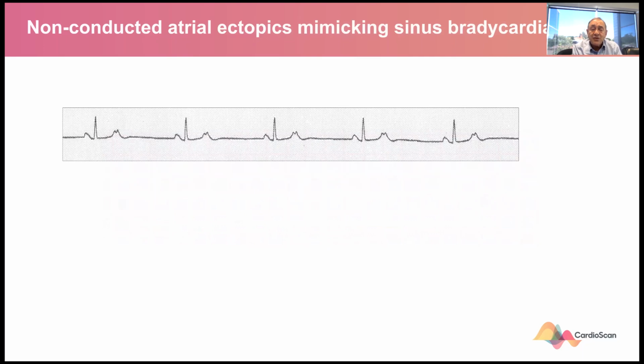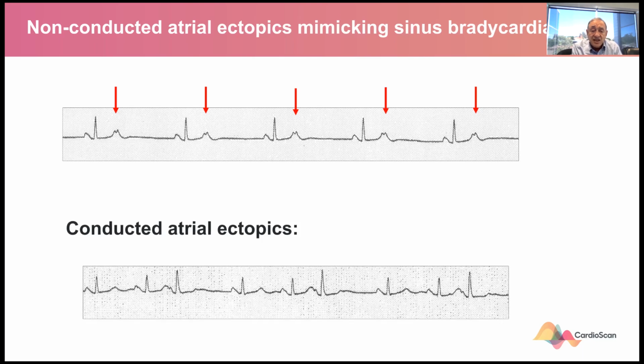However, non-conducted atrial ectopics can mimic sinus bradycardia. Most people looking at this ECG would have no doubt that it's significant sinus bradycardia. But if you follow the tracing, you can see that now we have conducted atrial ectopics, which are marginally later, and as a result of that, conduct. So when one sees these bradycardia pauses with a P wave that we may miss, then you know that this is non-conducted atrial ectopics and not sinus bradycardia.